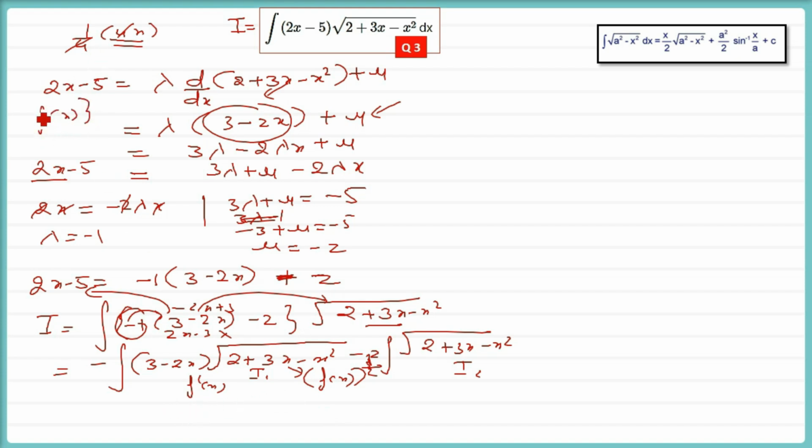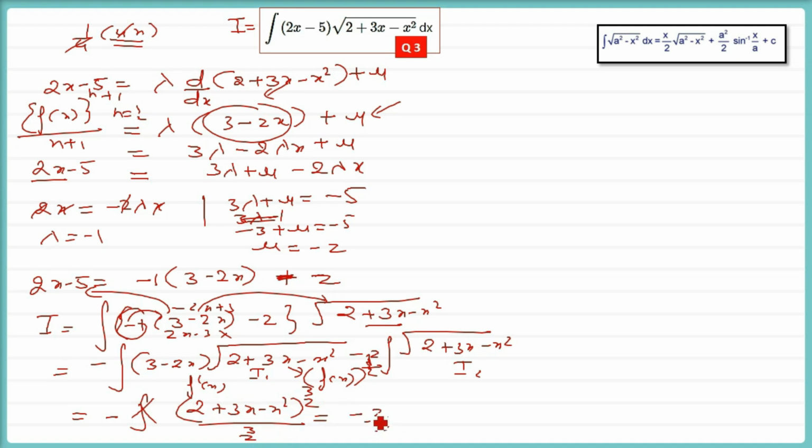And you know that f dash x into fx under root, or fx to the power n, becomes fx to the power n plus 1 by n plus 1. What is fx? 2 plus 3x minus x square. This is our function. What is the power? N plus 1. It's half plus 1, which is 3 by 2. So what are you going to get in the denominator? N plus 1. What is n plus 1? Half plus 1, which is 3 by 2. You have a negative outside.